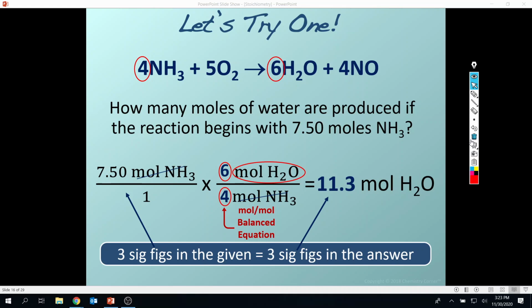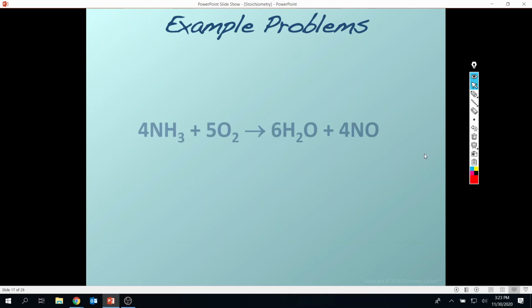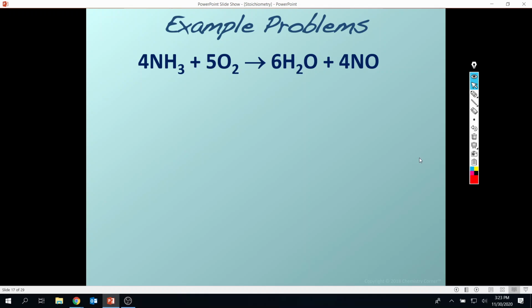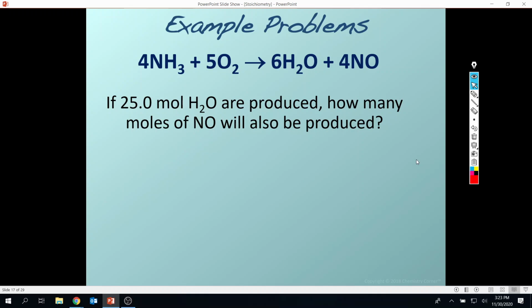All right, let's press on here and see what else we can work through. All right, here once again is our famous example problem. If 25 moles of water are produced, how many moles of nitrogen monoxide will also be produced? All right, hey, so see what you can do with this. I'm going to begin to work, but I'm going to ask you to work along with me and see if you can. I'll be slow and see if you can outlast me or outpace me.